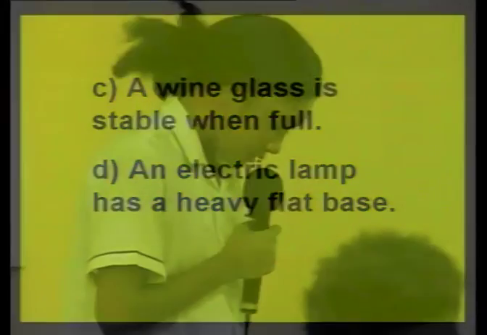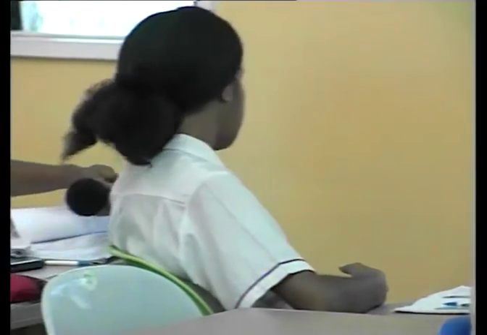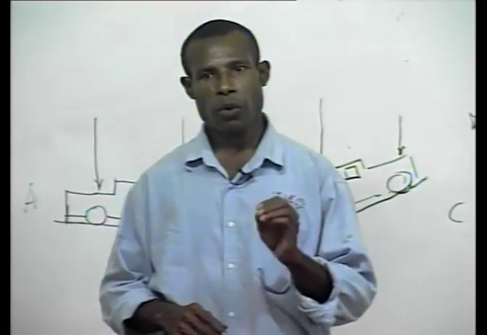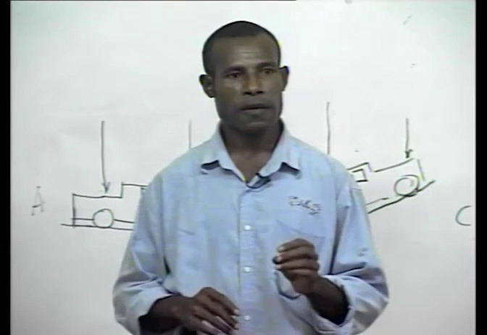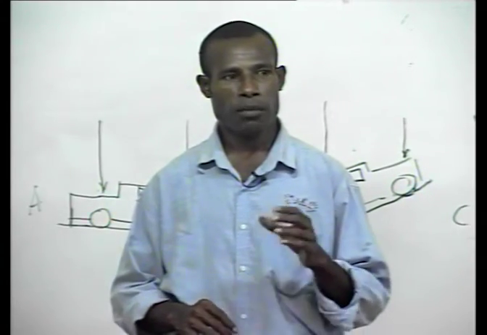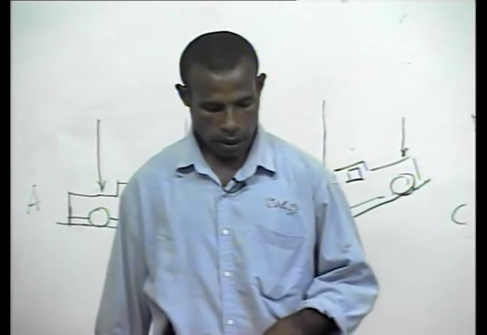Because the base is flat and wide, it balances the glass. Therefore, the center of gravity is less. Okay, that is the same concept you have when it is full. You have lots of water in that glass, so more weight is converging, or the center of gravity is quite high because you have more weight.